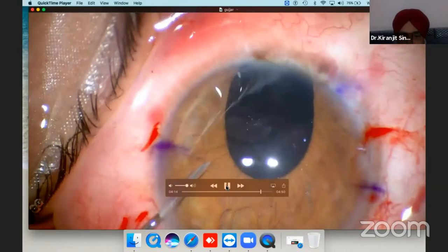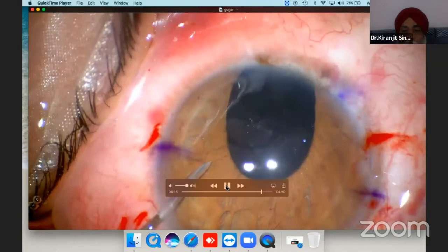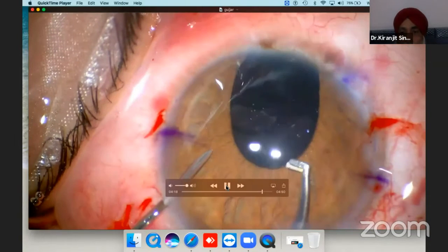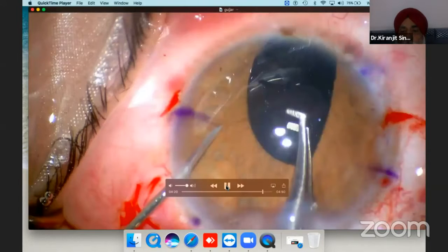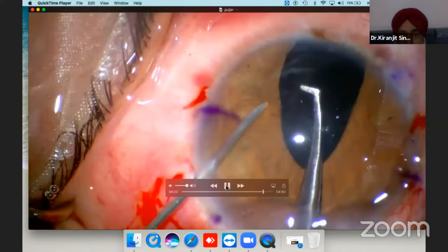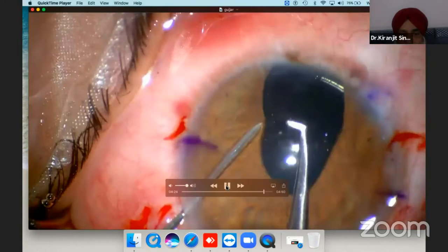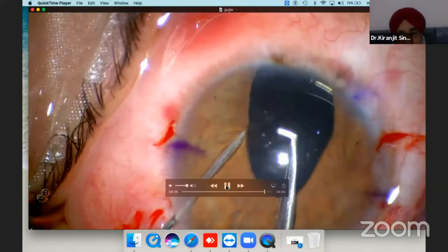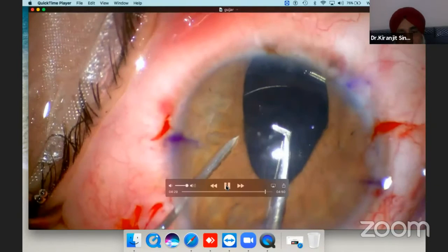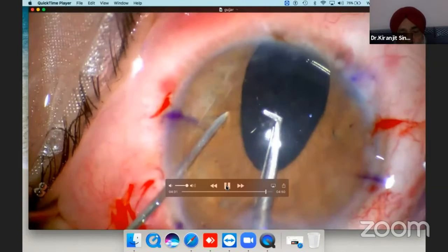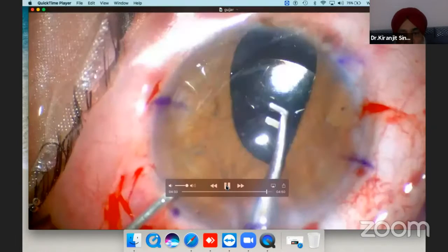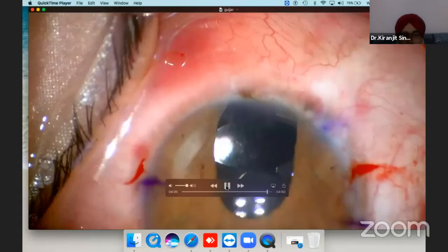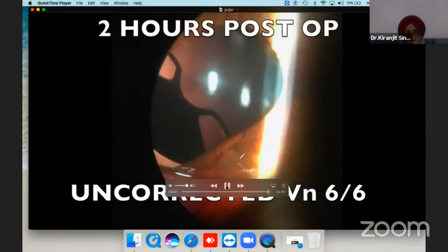In the sunlight also. Again, this patient came to me in the OPD 2 hours after surgery, and his uncorrected vision was 6 by 6. I took him to the open in bright sunlight, and with the help of the Clayman iris forceps he was able to open both his eyes equally. You can use a 27-gauge cannula or a needle to mark the iris. This is 2 hours post-op, uncorrected vision is 6 by 6.